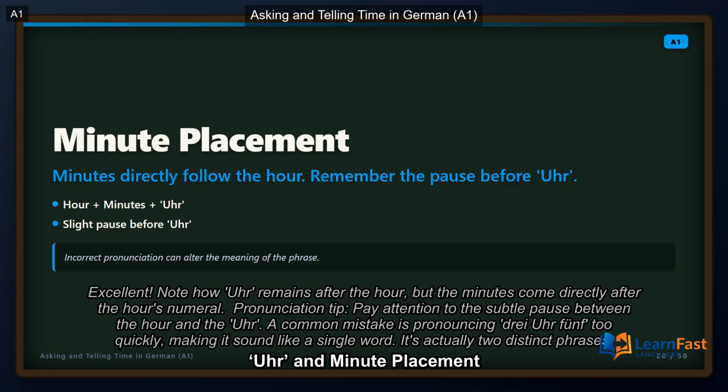Note how Uhr remains after the hour, but the minutes come directly after the hour's numeral. Pronunciation tip: pay attention to the subtle pause between the hour and the Uhr. A common mistake is pronouncing 3:05 too quickly, making it sound like a single word. It's actually two distinct phrases.